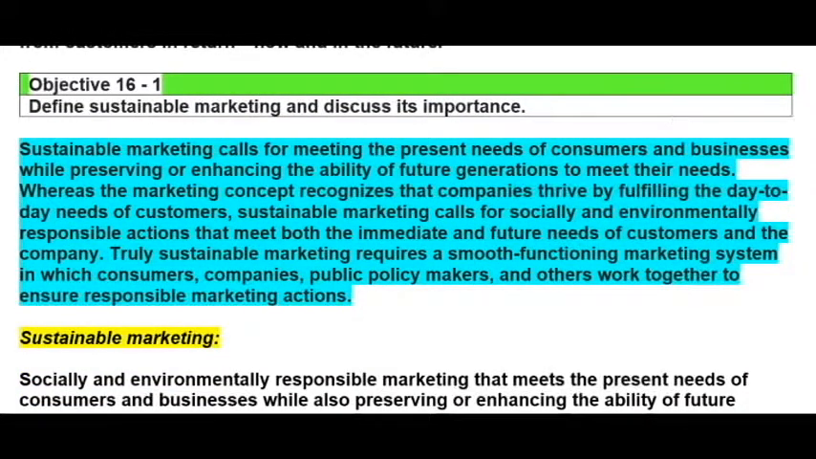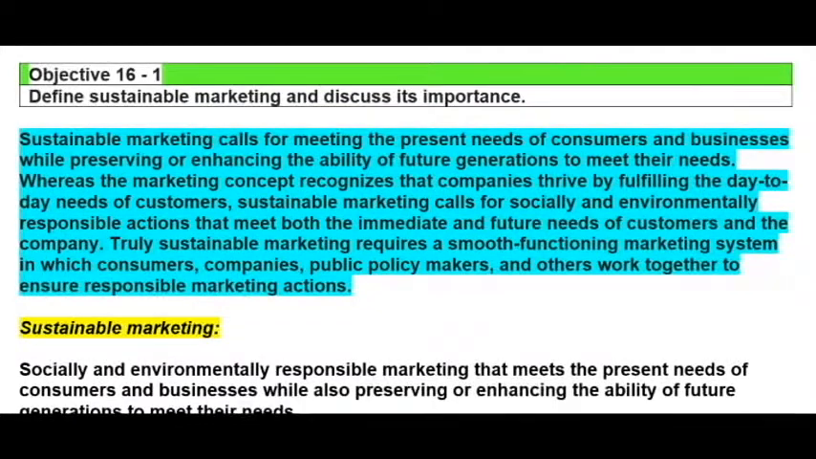Objective 16.1. Define sustainable marketing and discuss its importance. Sustainable marketing calls for meeting the present needs of consumers and businesses while preserving or enhancing the ability of future generations to meet their needs.